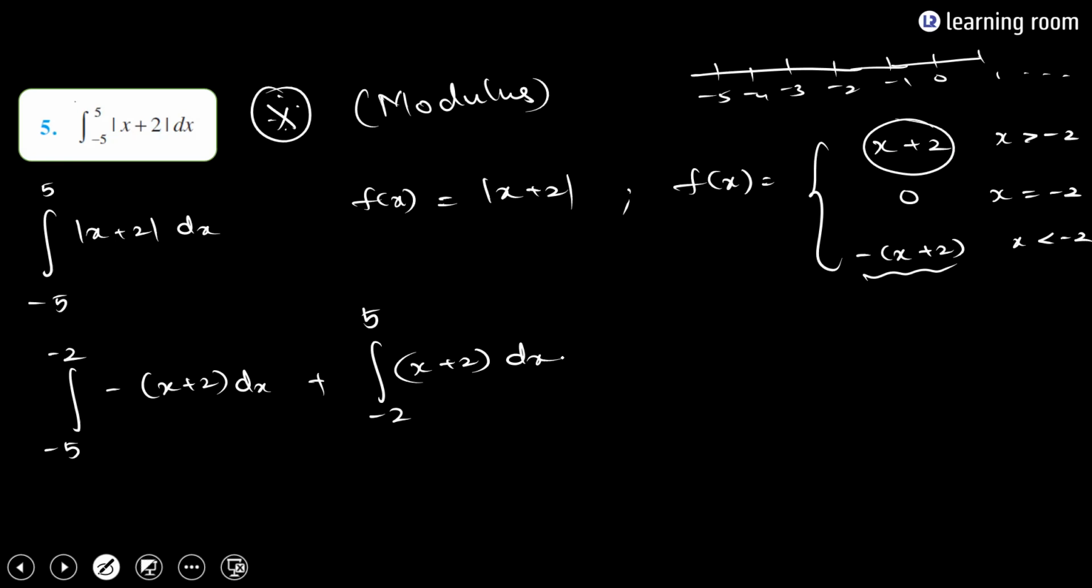Because when x is less than minus 2, where is the limit stopping? It starts at minus 5, so minus 5 to minus 2. When x is less than minus 2, what is the function? It is minus of x plus 2. That's right. Again, where does this limit start from? Minus 2. And where is it stopping? At 5. So when the value of x is greater than minus 2, it is x plus 2. That's right.